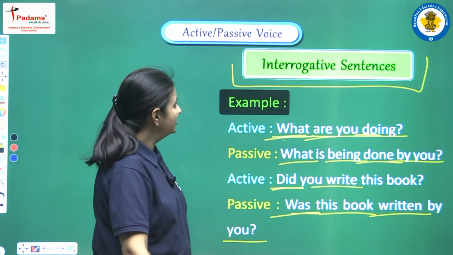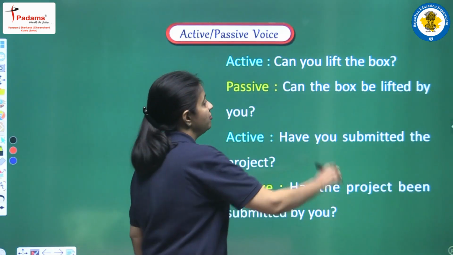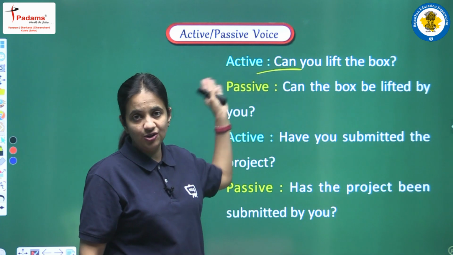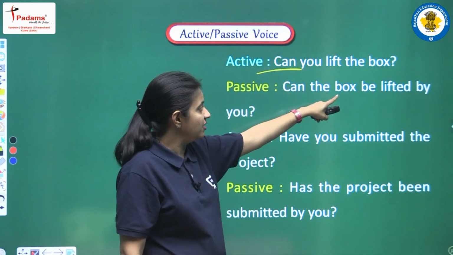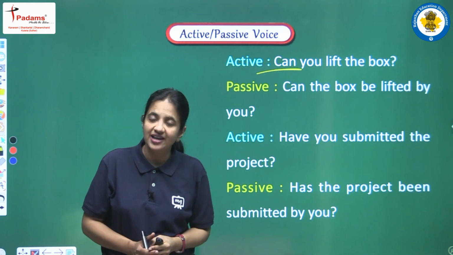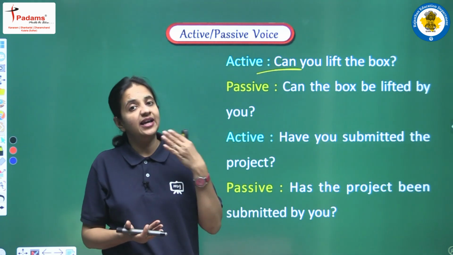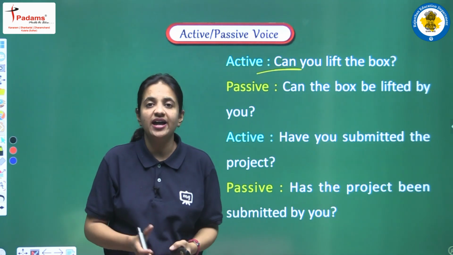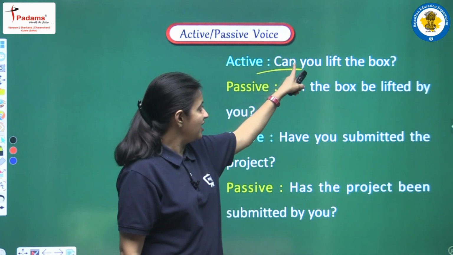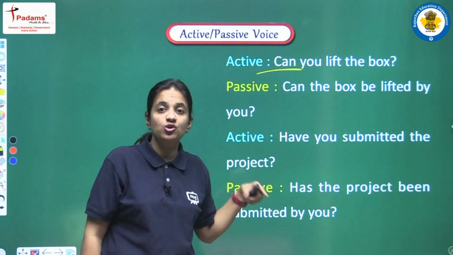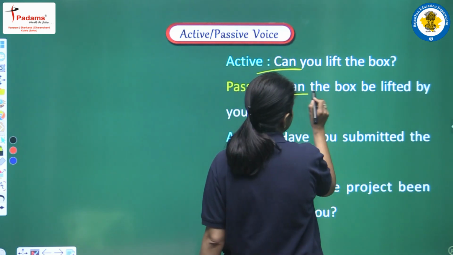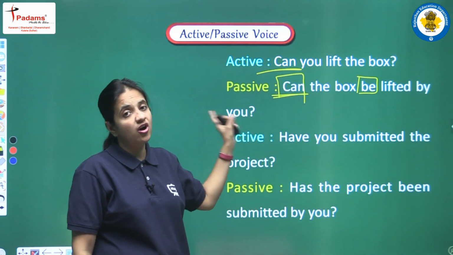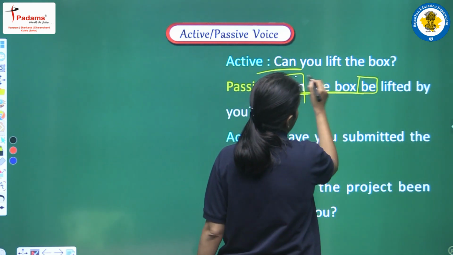Clear? Next, can you lift the box? So now we are having can, that is a modal. Okay, so yes, modals can be used in the beginning of the sentence. So now we are having can you lift the box. और हमने modals का भी rule अच्छे से पढ़ा है, that when we are having modals in the active voice, then in the passive voice we have to use the same modal, and we have to add be with that modal. So here we are having can, so obviously in passive voice also we have to use can. So here we are writing can, but can and be, these two words cannot be together in an interrogative sentence, because between these two words we have to write the object.